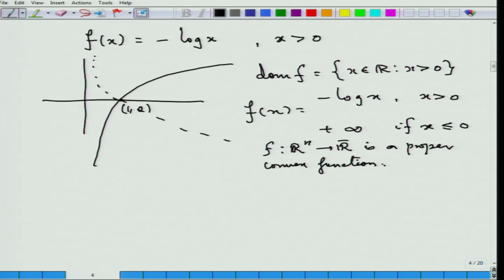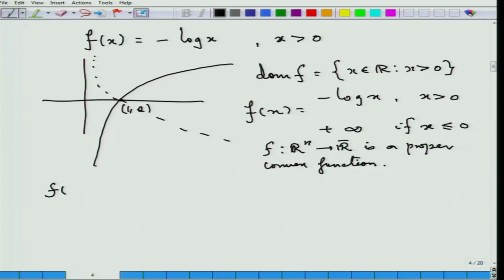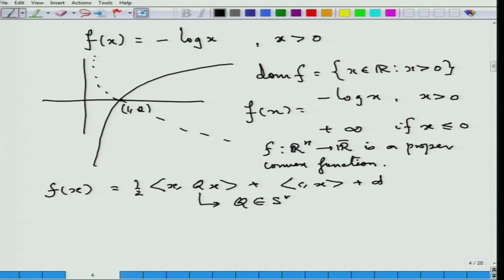Of course, there are convex functions which are defined from R n to R, they take only finite values. For example, a very important class of function is the following. This is the quadratic function. Now, assume that this Q belongs to S n plus, that is Q is PSD, positive semi-definite, then f is convex. But mind you, if you want to directly prove it by the definition of convexity, it will be very difficult to prove this to be convex.